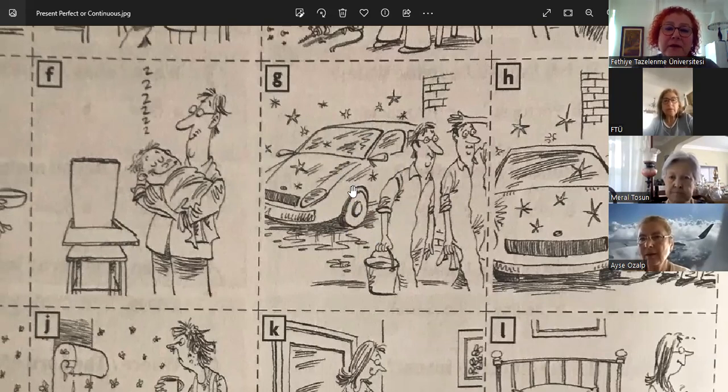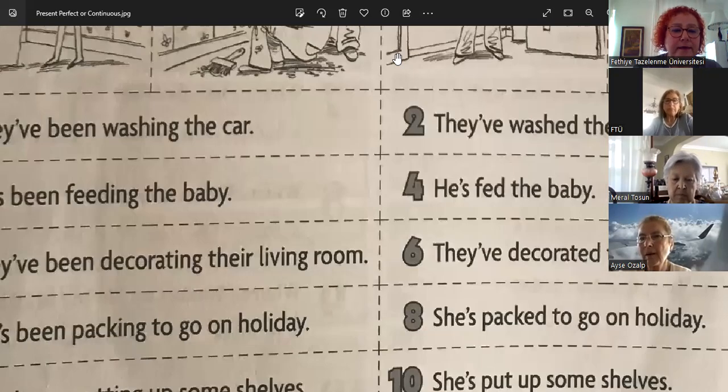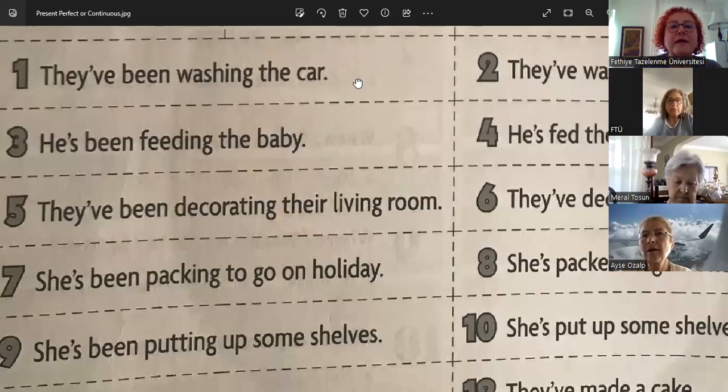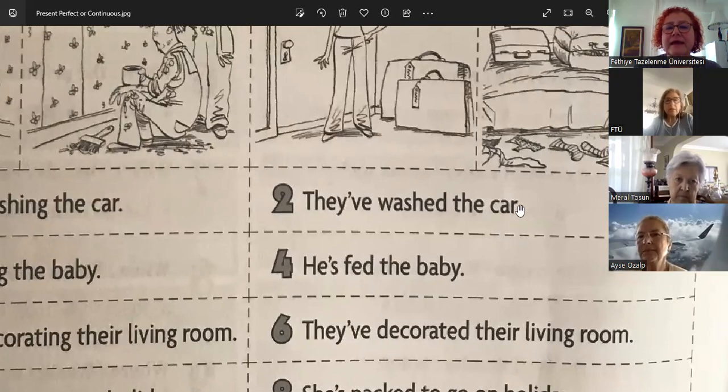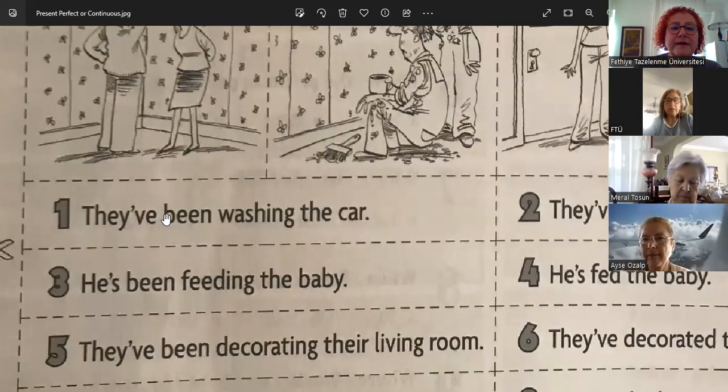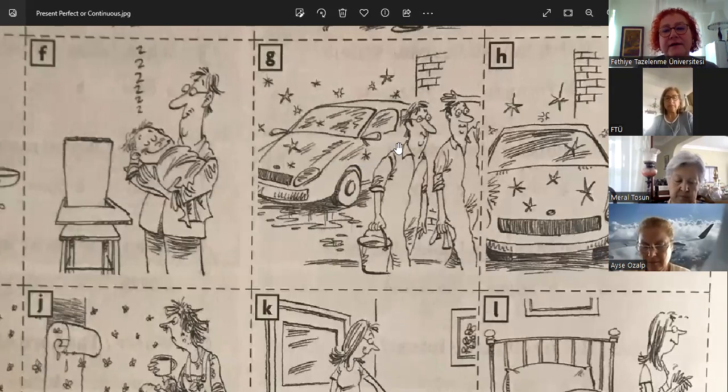Or they might have just finished. Yani, we don't know. It could be just finished or will continue. Okay? And let's say the first one, they have been washing the car. And the second, they have washed the car. So here we are interested in the period of time, they have been washing the car. Saatlerdir, 2 saattir maybe, for 2 hours they have been cleaning the car. But they have cleaned 1 car. They have washed 1 car.